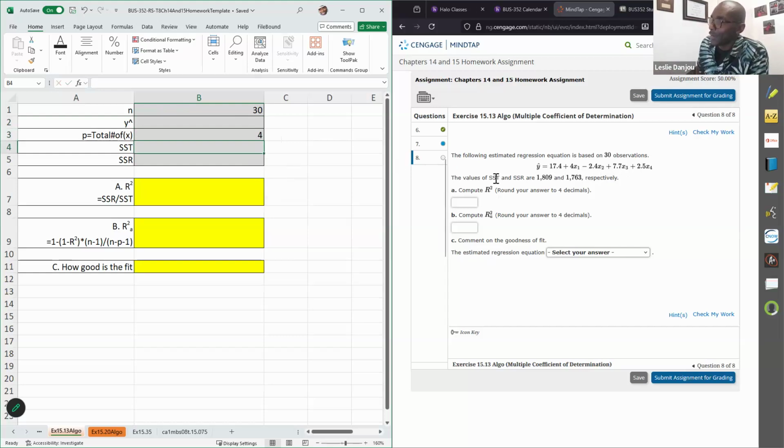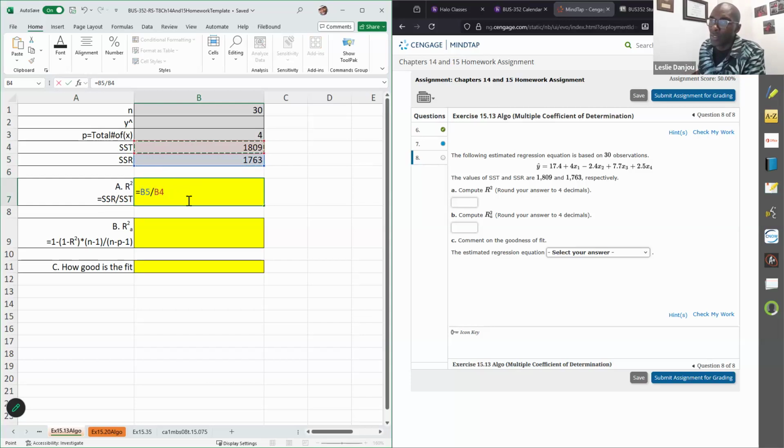My SST and SSR: the first number is your SST. Your second number is your SSR. This is the sum of squares for your treatment. This is your sum of squares for your regression or the error. All right, so let's get into this. I'm going to grab this. Here's the formula. Copy that, paste that, SSR divided by SST, double click.